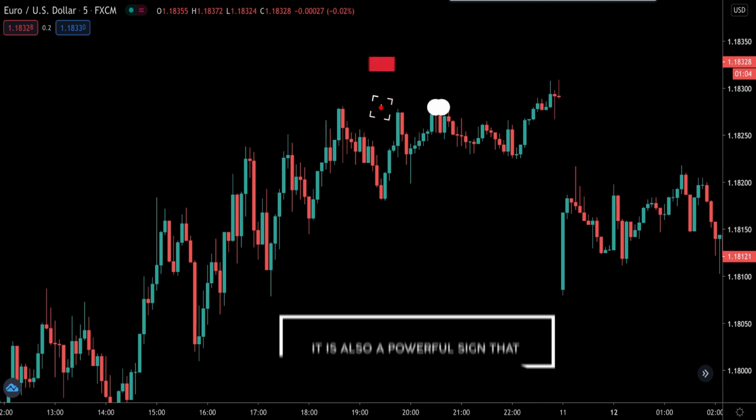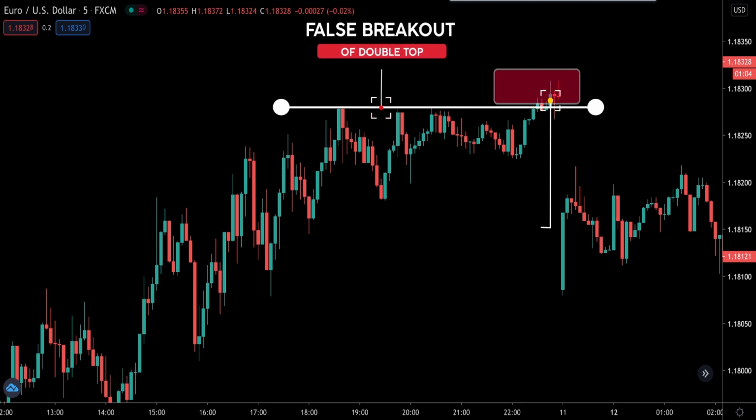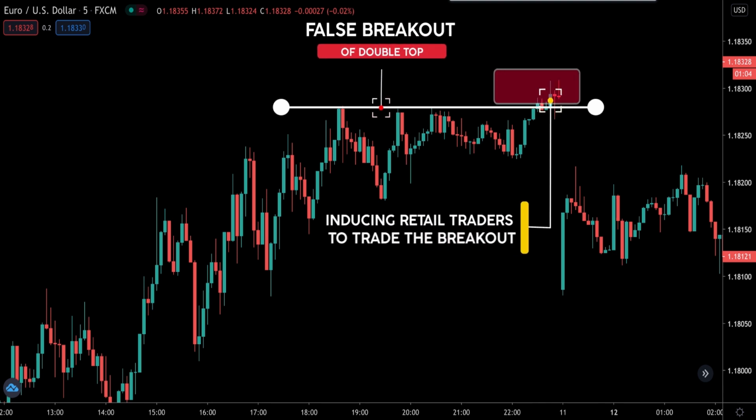A false break of a level can be thought of as a trap to induce retail traders to trade in the breakout direction. I have previously covered this concept multiple times on this YouTube channel, so please check those videos out. To apply this simple price action strategy that I'll be teaching you shortly, you need to learn how to use the double top and bottom false breakout to your advantage.